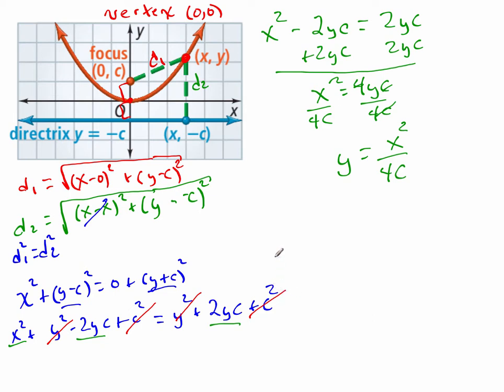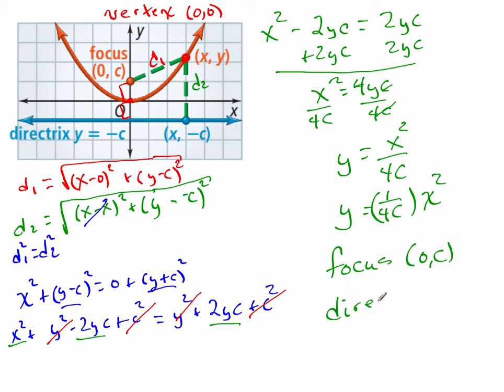Now, isn't that interesting? The standard form of a parabola located at the origin has this constant, 1 over 4c, times x squared, where the focus is at (0, c) and the directrix is at y equals minus c. So if you have the parabola in standard form, you can do some manipulation to the coefficient of the x squared to determine the focus and the directrix.